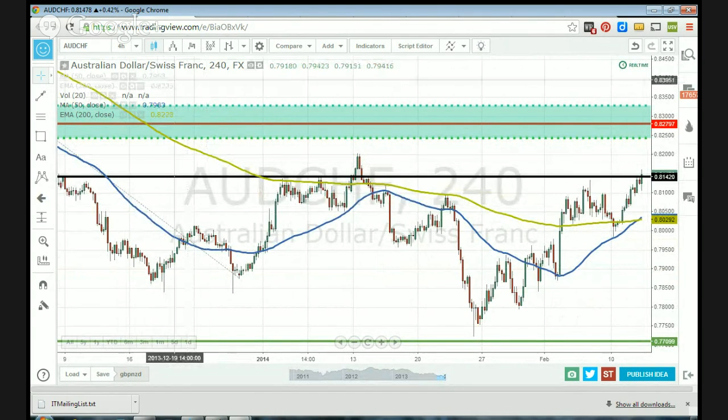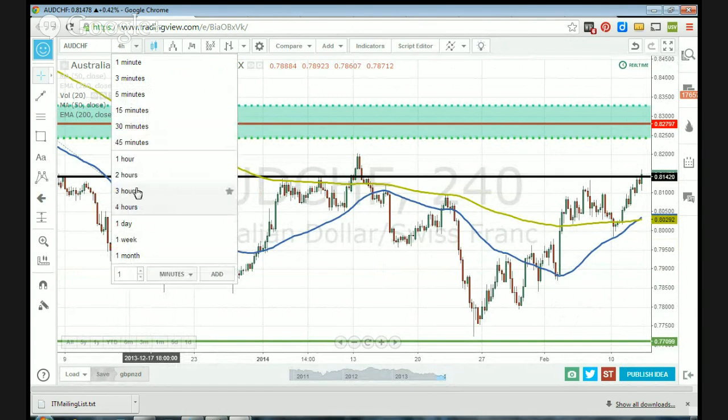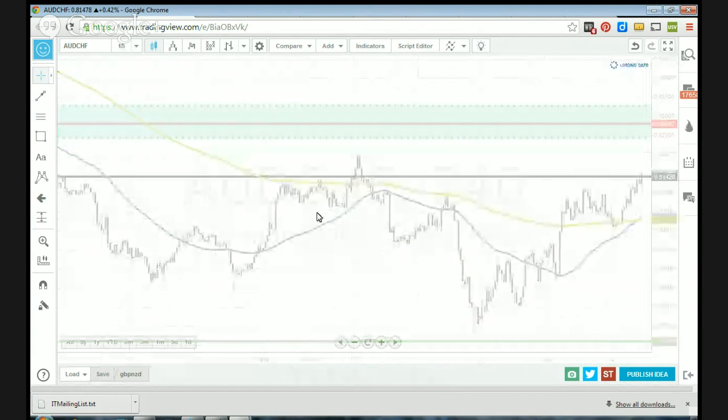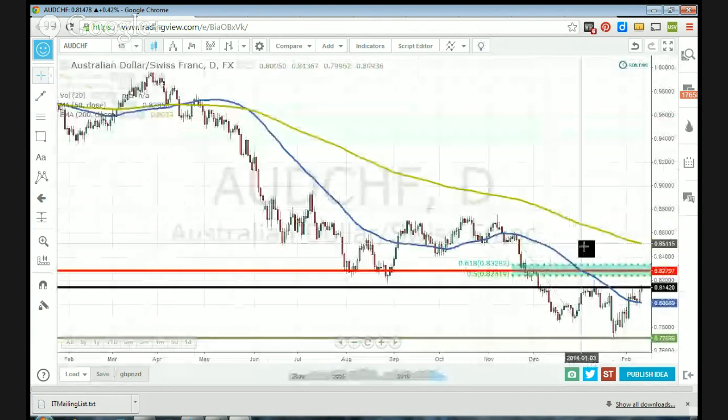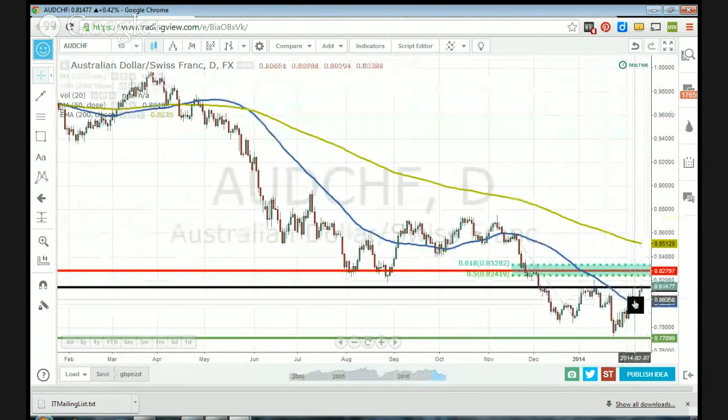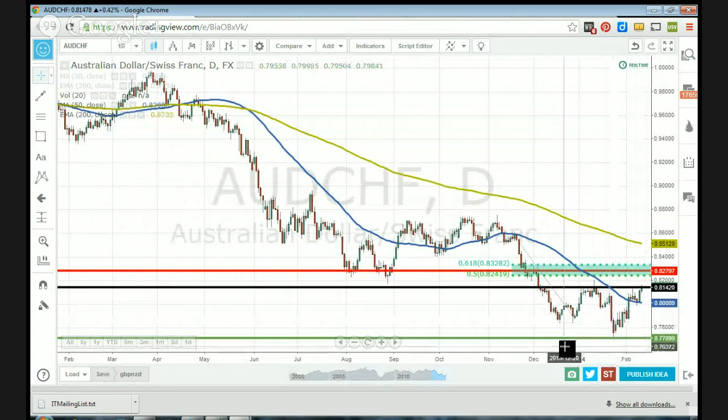So maybe tomorrow there'll be, I want to see the bears step in here a little bit. So the candlesticks to confirm. If we can see some bearish action, and it might happen tonight in the Australian dollar session, then I might put an entry order on at 81.42. So we're getting close. This is something to watch, and perhaps tomorrow we'll have a short on for Aussie Swiss.